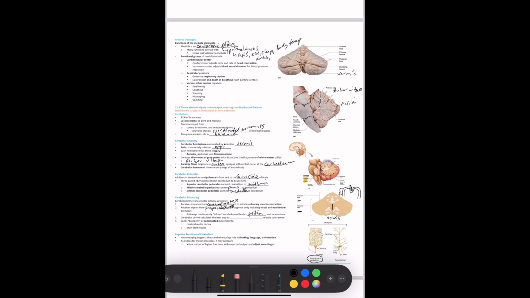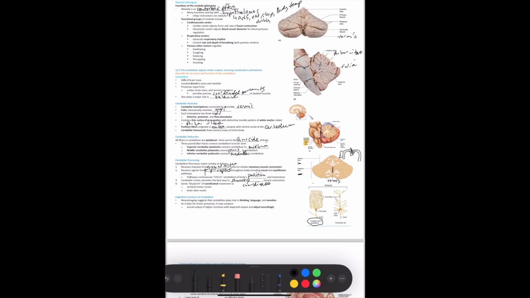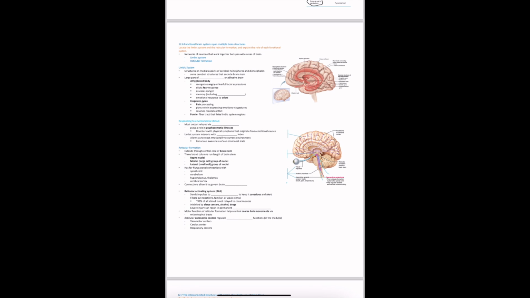So the cerebellar cortex calculates the best way to smoothly coordinate muscle contraction. And also it's going to send the blueprint of our coordinated movements to the cerebral motor cortex as well as the brainstem nuclei. Some of the cognitive functions of the cerebellum: it plays a role in thinking, language, and emotion. However, when we talk about the cerebellum, what we are primarily concerned with is our motor output, coordination, and balance. The functional brain systems span multiple brain structures.